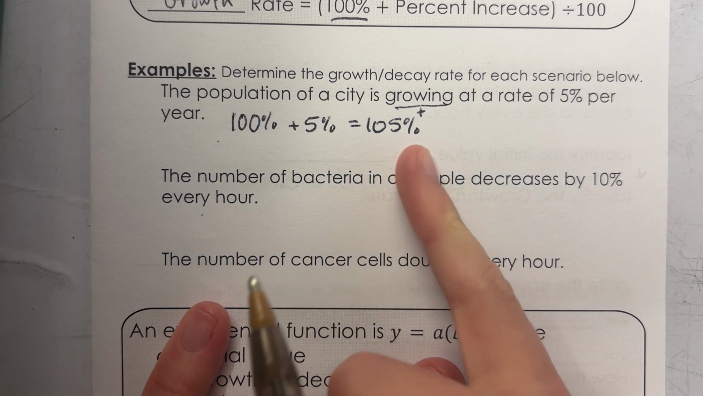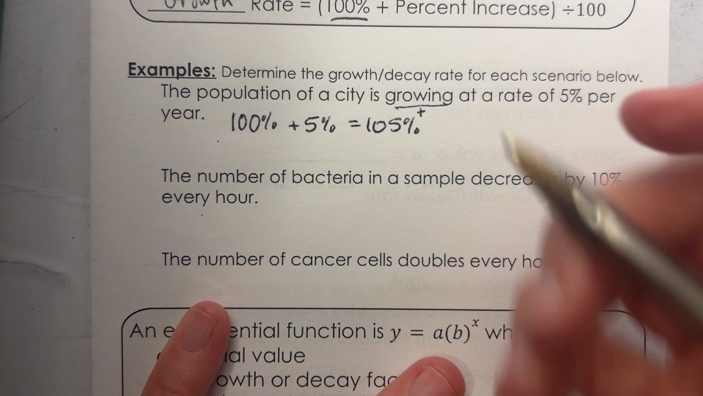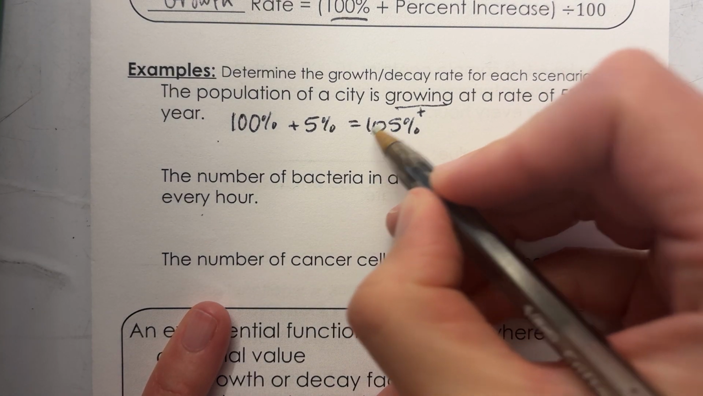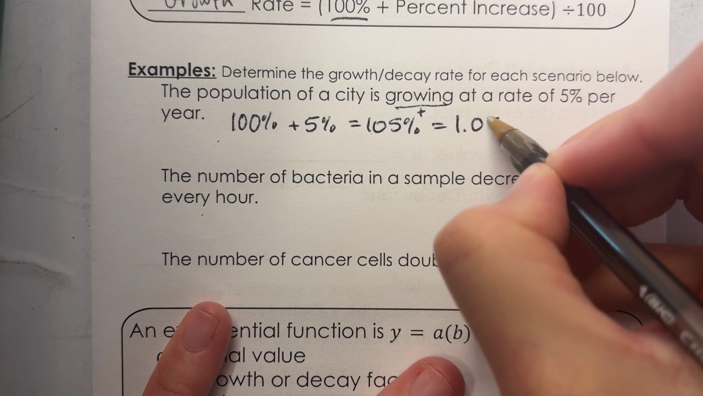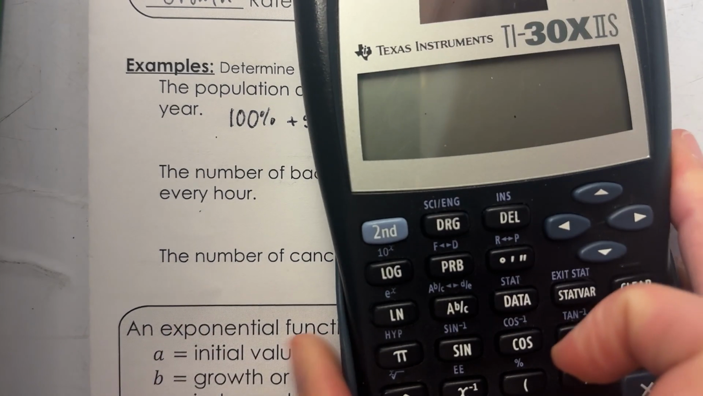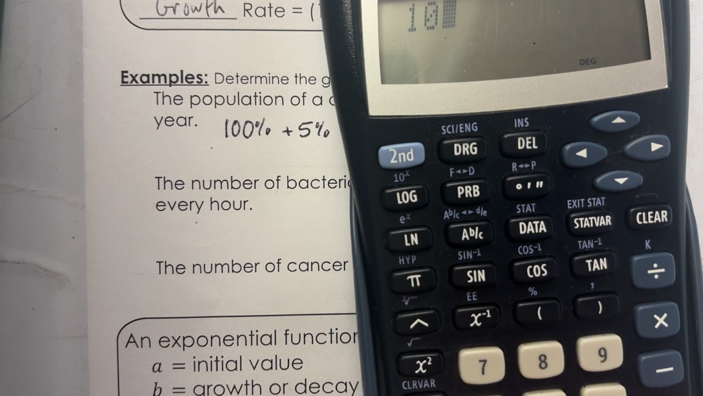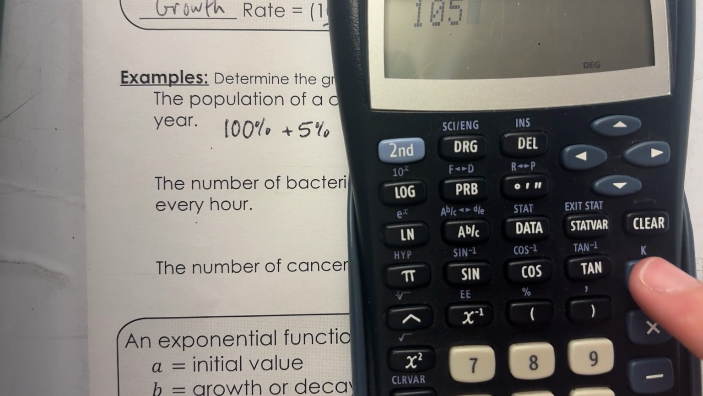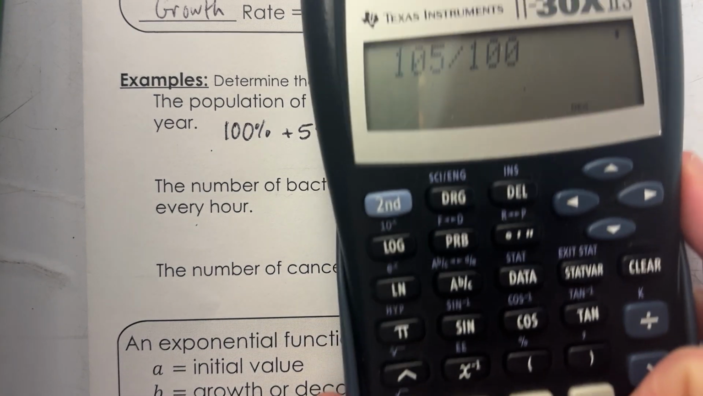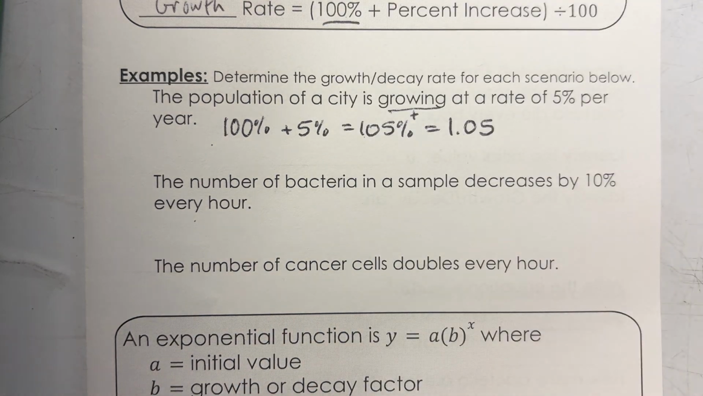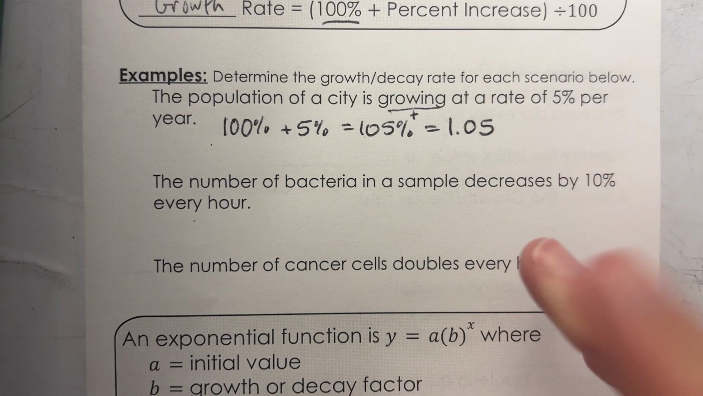Now I'm changing it into a decimal. You can change it into a decimal by just moving the decimal place 2 spaces to the left. That's how you do it. Or if you can't quite figure that out, or you feel like you have a mistake, you can take the percentage and divide it by 100. Look, I'm dividing by 100, 1.05. That's what the notes say, divide by 100.